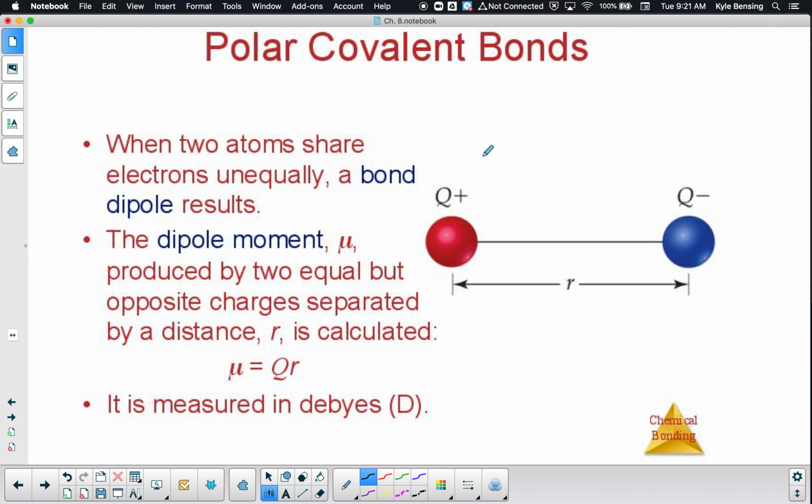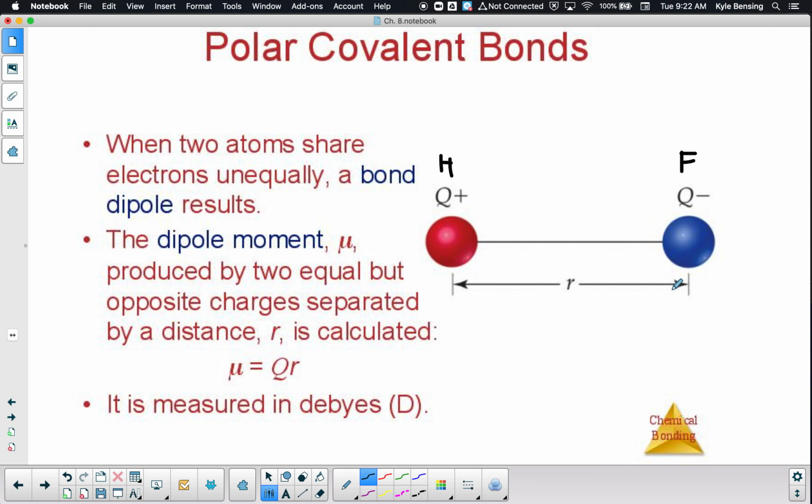So polar covalent. Let's talk specifics now. Let's quantify it. Let's give some numbers to it. When two atoms share electrons unequally, a bond dipole results. That means an unequal sharing of the charges, so you have a more positive side and a more negative side. Now, of course, fluorine would fall over here on the more negative side because it pulls the electrons to itself, and hydrogen, of course, would fall over here on the more positive side.